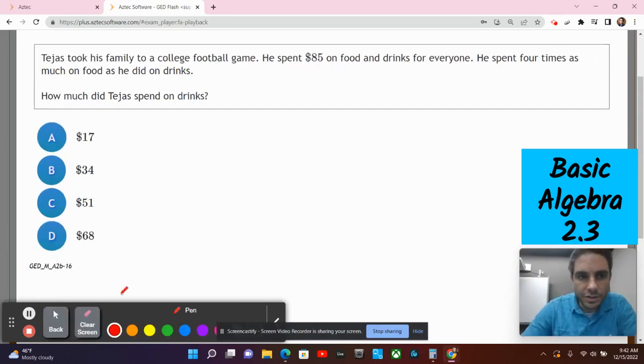Tejas took his family to a college football game. He spent $85 on food and drinks for everyone. He spent 4 times as much on food as he did on drinks. How much did Tejas spend on drinks?